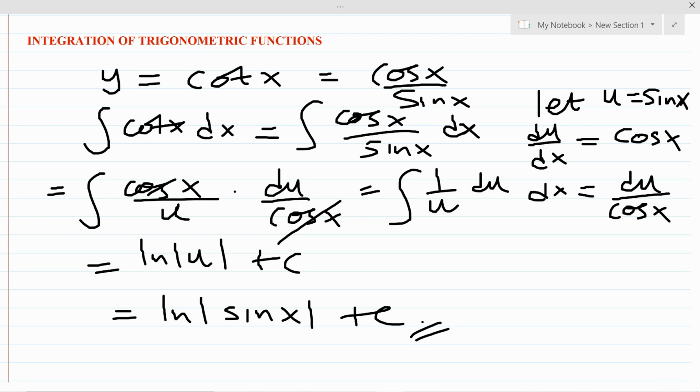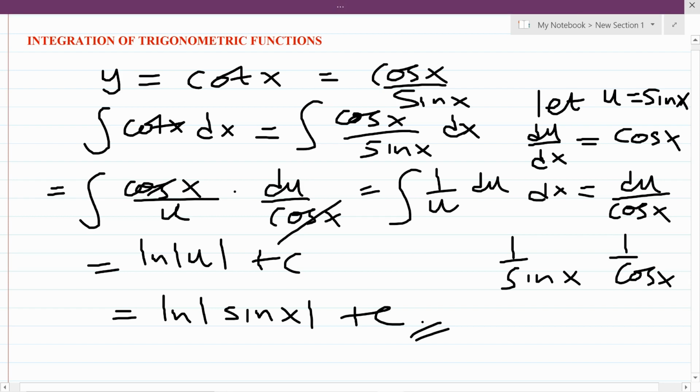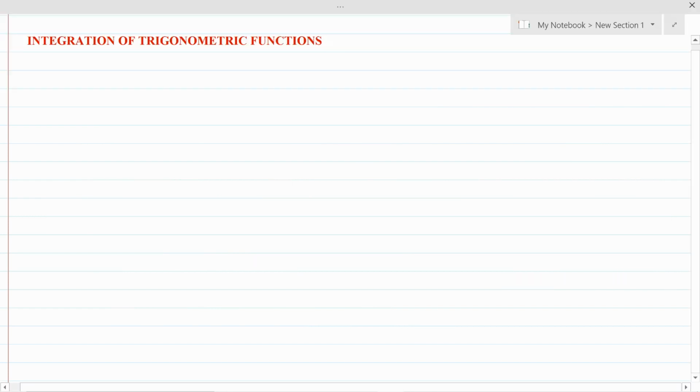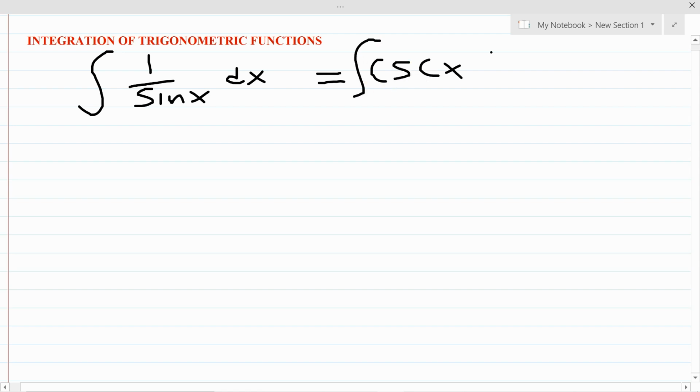I hope this is okay, right? So let's look at the other ones, the 1 over sine x and 1 over cos x, these two. So the integral of 1 over sine x dx, which is the same as cosec x, the integral of cosec x dx.